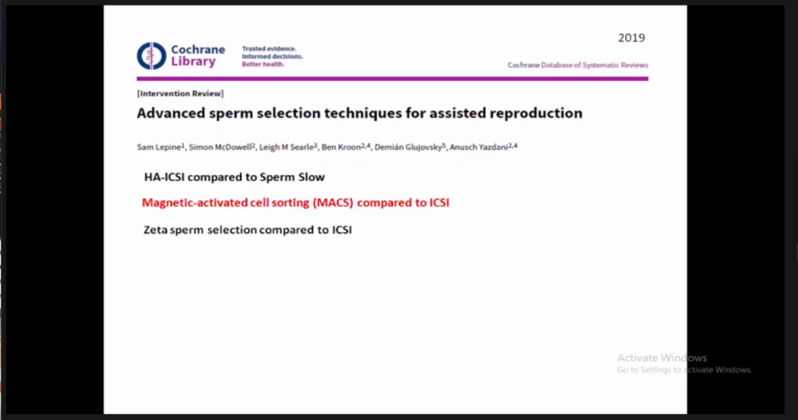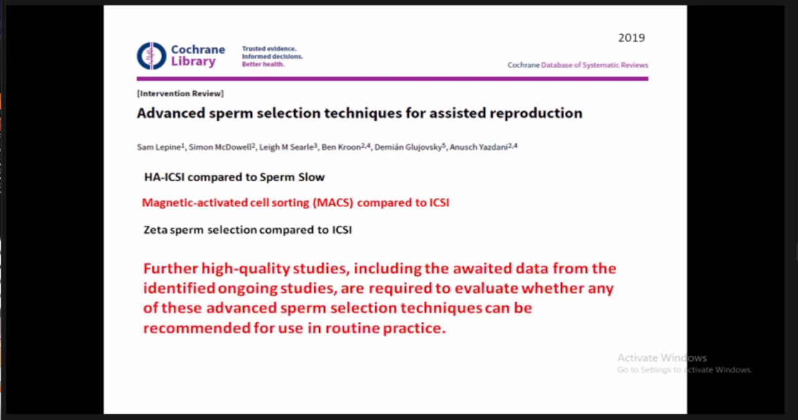I've also put a few slides showing the sperm selection methods, because I'm expecting my opponent, my dear friend Dr. Rahul, might mention selection methods as well. There's one snapshot from the Cochrane database review, where they compared hyaluronan binding ICSI compared to ICSI, sperm flow, MACS compared to ICSI, and zeta sperm selection compared to ICSI. They conclude that higher quality studies are needed and data is still awaited from ongoing studies, and whether these advanced sperm selection techniques can be recommended for routine practice is still a question.